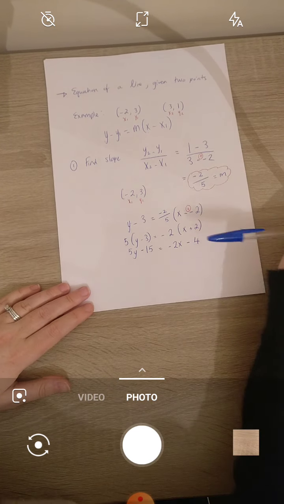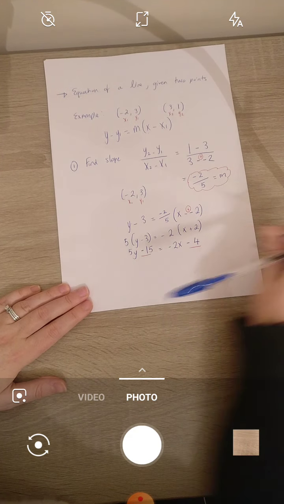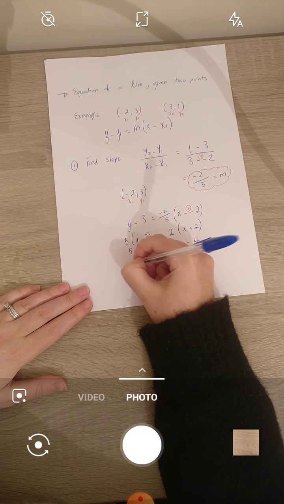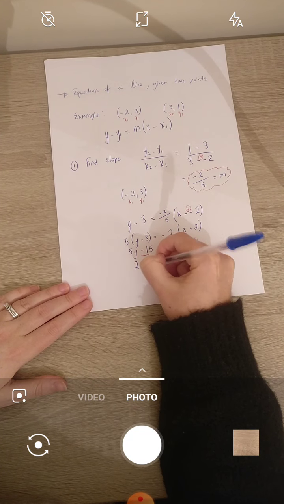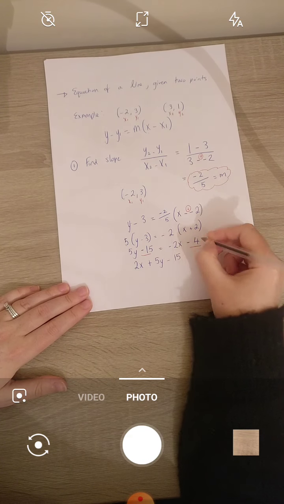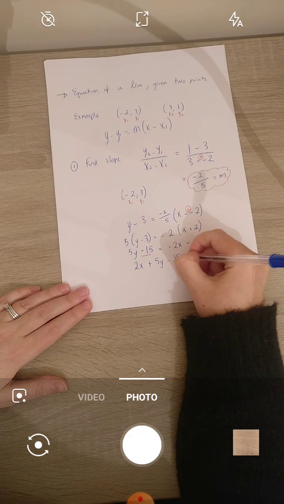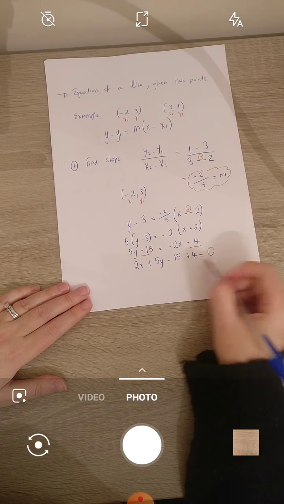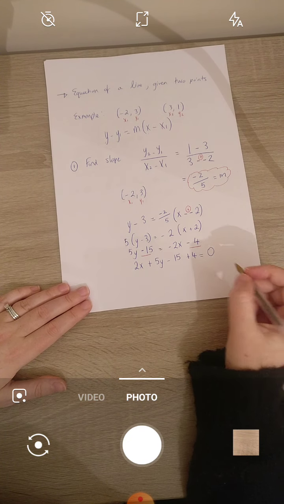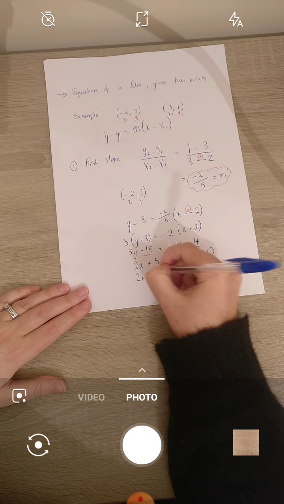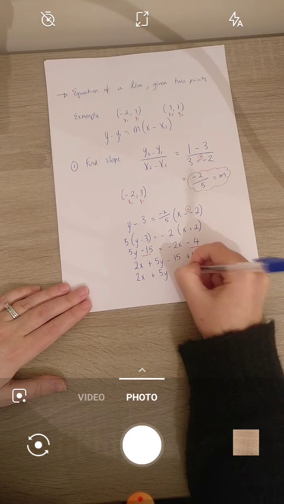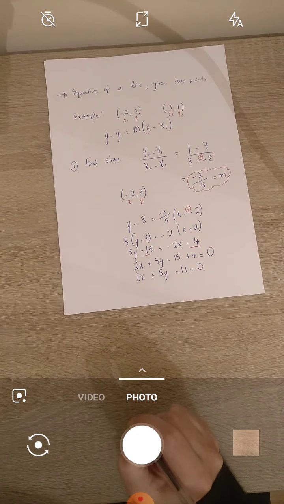Now to tidy this up, remember we would not get full marks here because we have not fully simplified the equation. So I'm going to bring everything to the left, so 2x plus 5y minus 15, and when minus 4 moves over it becomes plus 4, equals 0. It is an equation, so don't forget the equals 0 at the end. So we have 2x plus 5y minus 15 plus 4 is minus 11, equals 0.